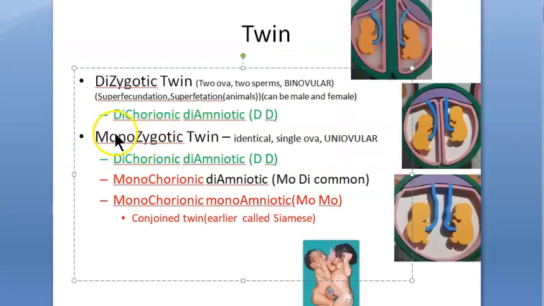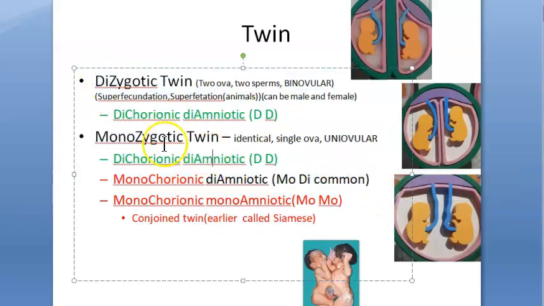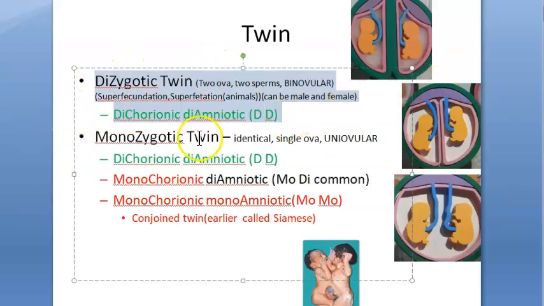See, the main thing you should understand is monozygotic and dizygotic. This much you understood, right? The main thing you should understand is something called chorionic and amniotic. Okay, that's what you have to understand. So let me explain here. If they are dizygotic twins, that means there are two ova, two sperms. Right? So what happens? There is dichorionic, diamniotic.